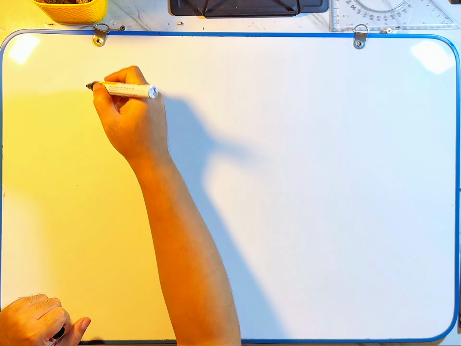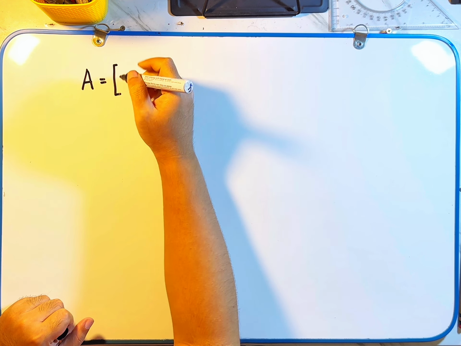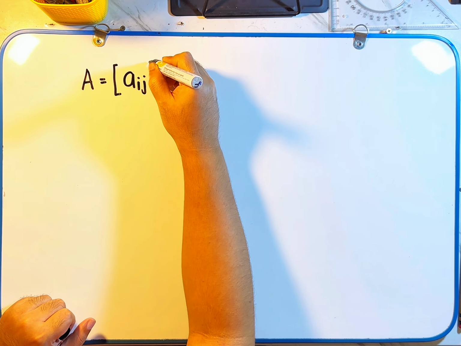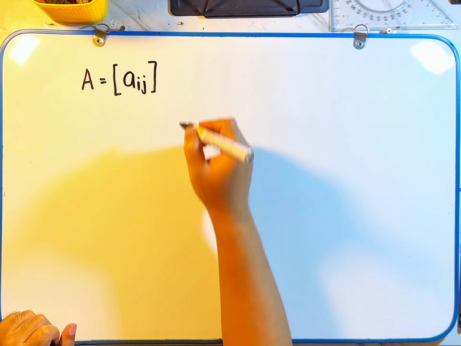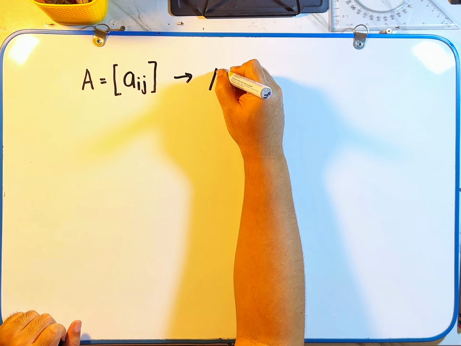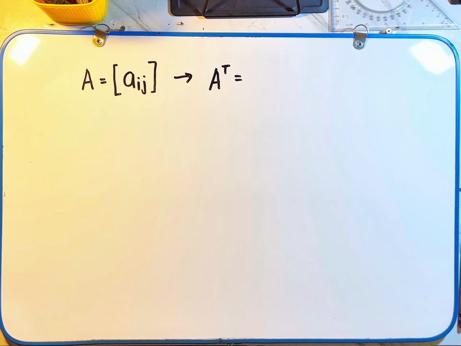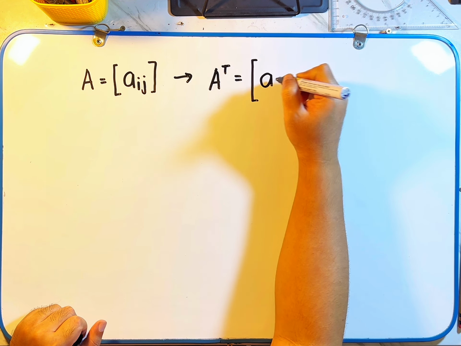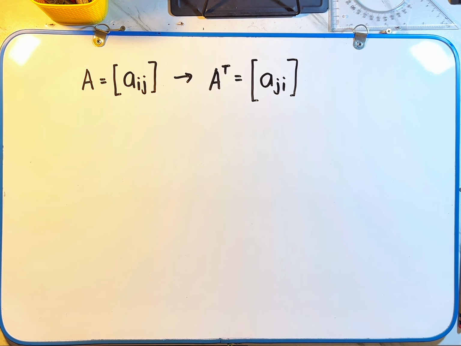Next, let us discuss transpose. For example, we have this matrix, matrix A, wherein the elements inside are in the form a_ij, where i stands for the row and j stands for the column. The transpose of this matrix means you will swap the positions of the rows and columns such that the elements inside are in the form a_ji. Okay? So this is easy.